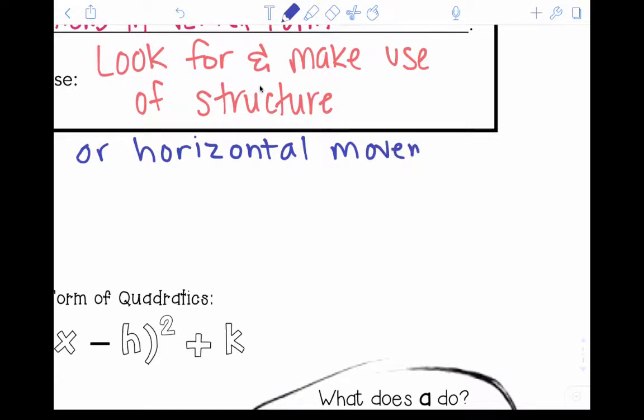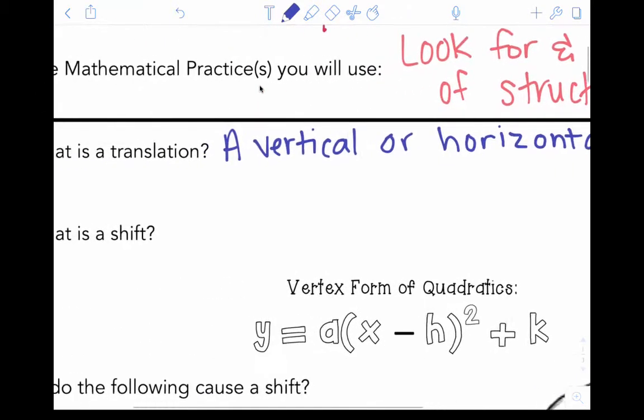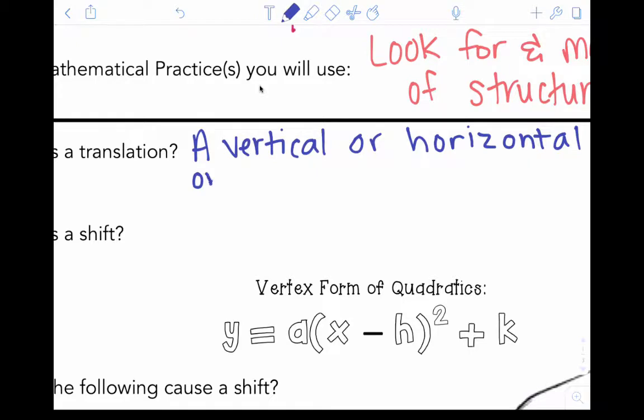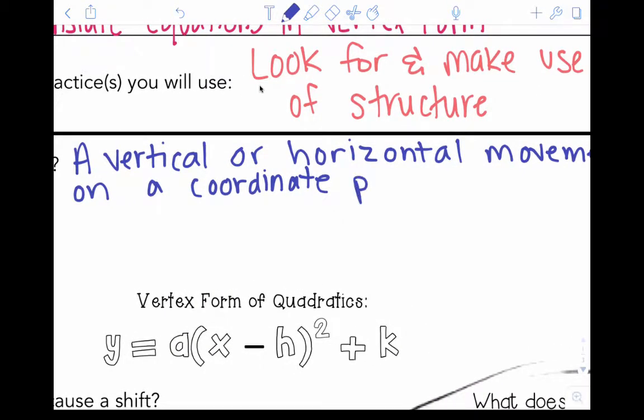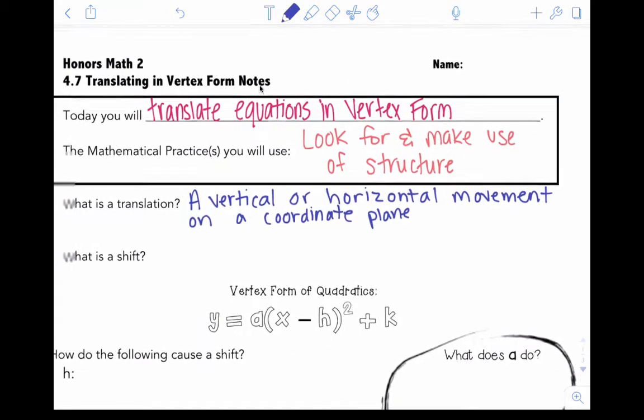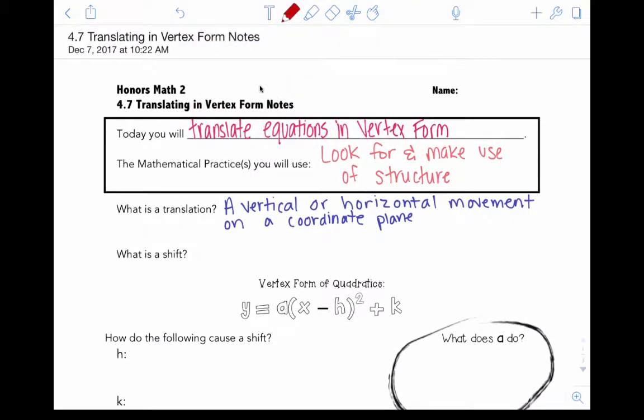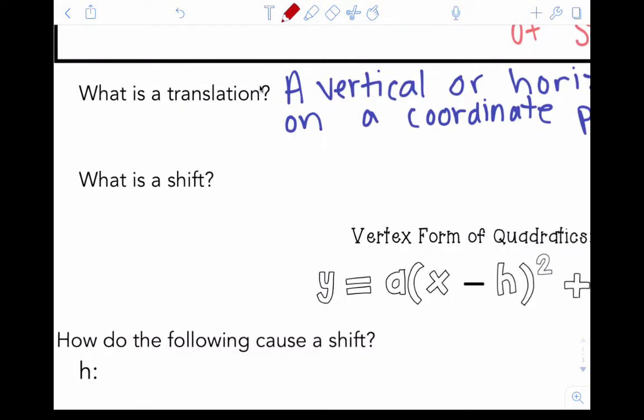We're doing that same thing today, but instead of moving objects like that, we're just moving quadratic functions. We're moving the parabolas. We did this in the intro activity earlier this week. So a translation, once again, is a vertical or horizontal movement on a coordinate plane. Next, a shift is just the change that's caused by the translation. So a translation is that movement, and then whatever changes is the shift.